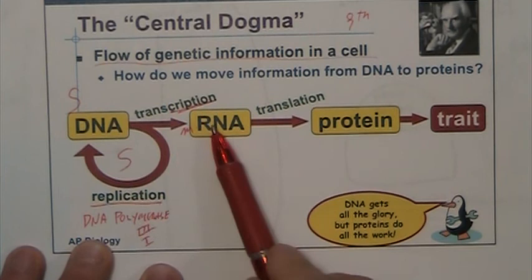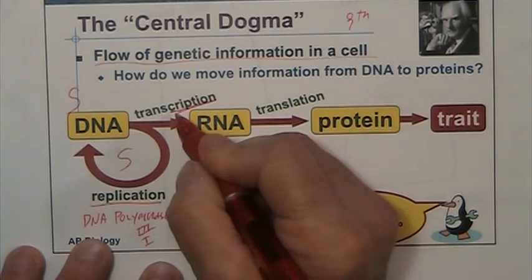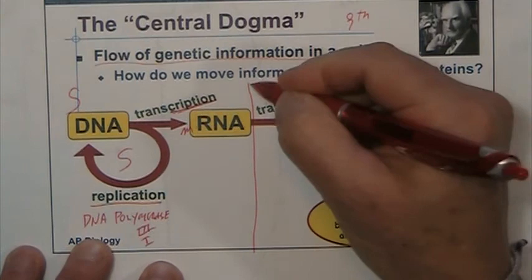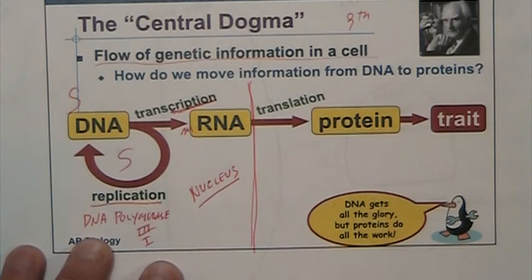So from DNA, we are going to build a new molecule called mRNA. And this process is called transcription. And of course, this process, I'm going to make a line here, is going to happen in the nucleus. It's also important to realize the location of these things.